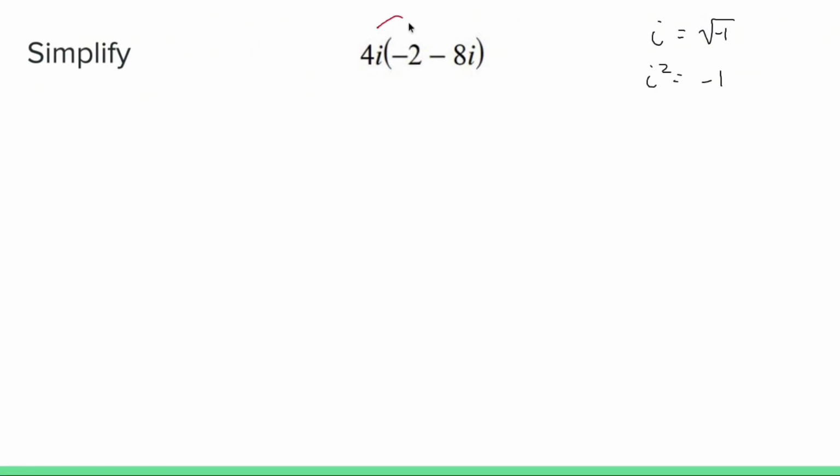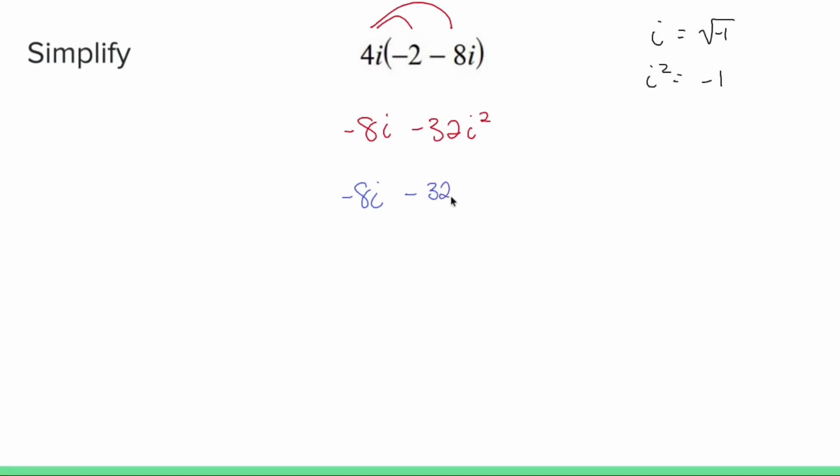Let's distribute 4i to negative 2 and 4i to negative 8i. So 4 times negative 2 is negative 8. i comes along for the ride. 4 times negative 8 is negative 32. i times i is i squared. Okay, you're not going to simplify negative 8i. You can't do anything about that. But i squared is negative 1.